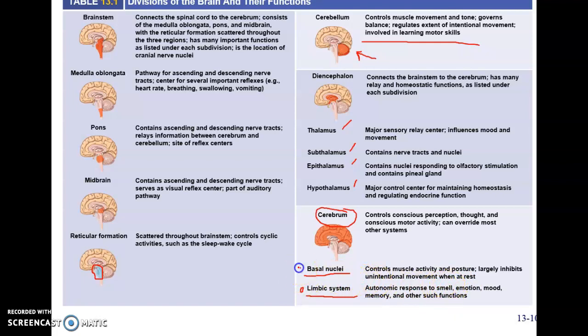Okay. Basal nuclei. So when you're sitting there not really doing anything, this creates kind of like IPSPs and prevents your body from just twitching around. Okay, that's your basal nuclei. So right here, it largely inhibits unintended movement when at rest. Okay? So this and the thalamus, these are the targets for things like deep brain stimulation, which we'll talk about later on.